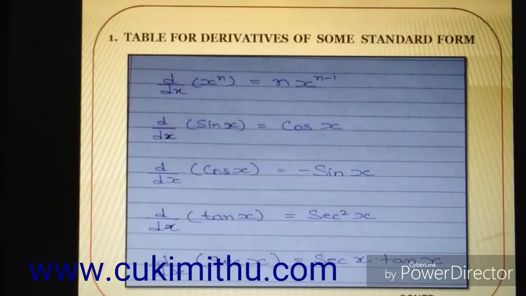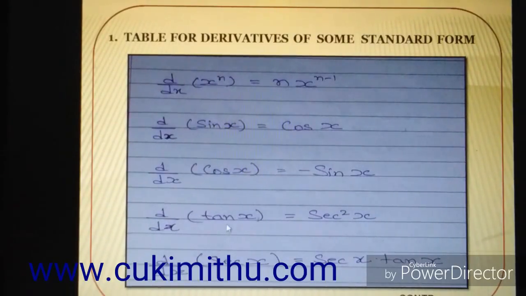Here we discuss the standard forms of derivatives which we directly use in questions, like the derivative of x power n, where n can be any number. So the derivative of x to the power n is n into x to the power n minus 1. Then the derivative of sin x, where d by dx denotes the derivative, is cos x, and the derivative of cos x is minus sin x.